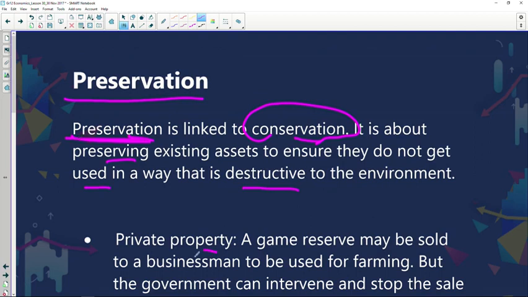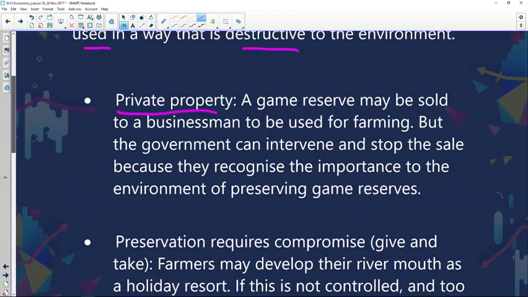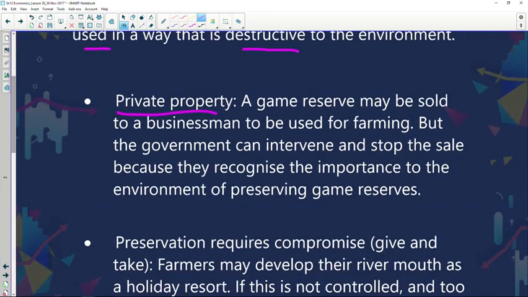For example, starting off with private property, we're going to look at that as our first example. A game reserve may be sold to a businessman to be used for farming, but the government can intervene and stop the sale because they recognize the importance to the environment of preserving the game farm. So government may step in where they see that we need to preserve the natural resource.